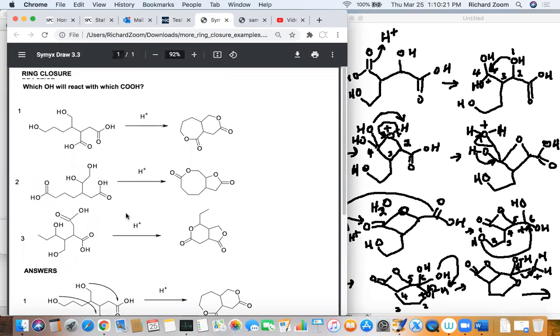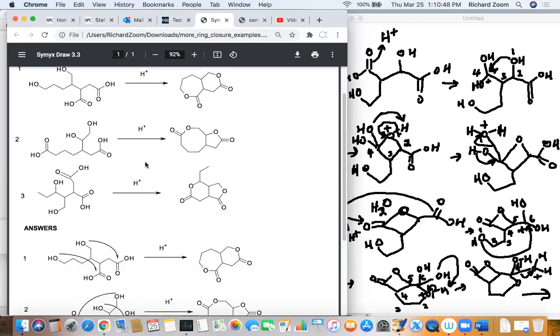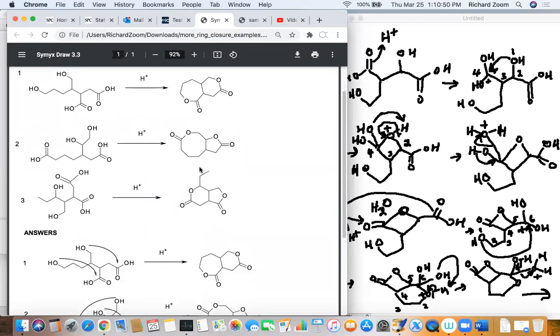I don't know if I've got these. Can anybody tell me if I've got these mechanisms anywhere? I probably don't. But the question that is being posed by this little worksheet is only to figure out which OH is reacting with which C double bond O OH. So Julie, this is actually a good one for you because you were concerned about the OHs for the C double bond O's. You know that those are the leaving groups, so those aren't reacting.